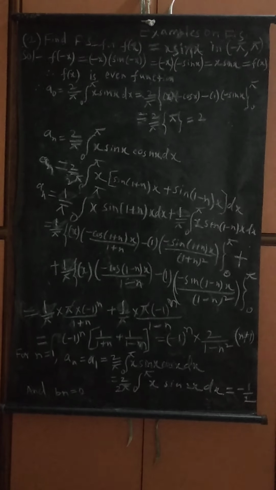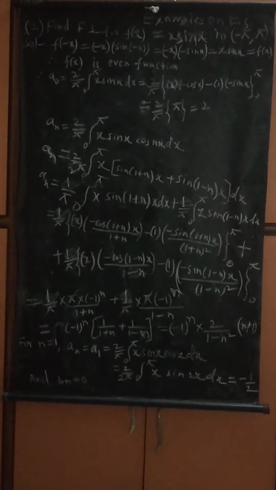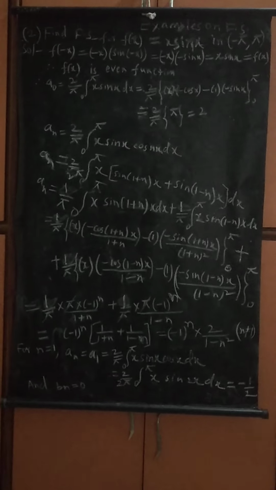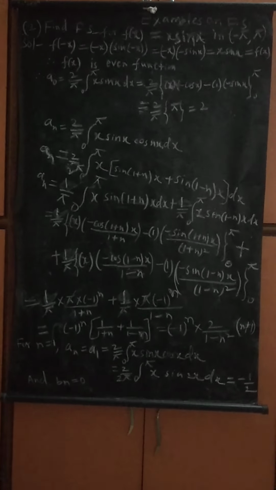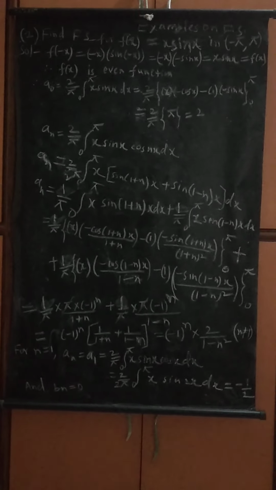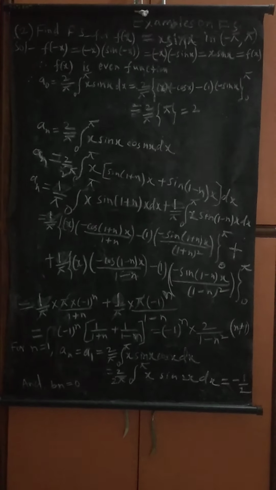The limits are 0 and pi, plus 1 upon pi, bracket x into minus cos of (1 minus n) into x divided by 1 minus n, minus 1 into minus sin of (1 minus n) into x divided by (1 minus n) bracket square. The limits are 0 and pi.